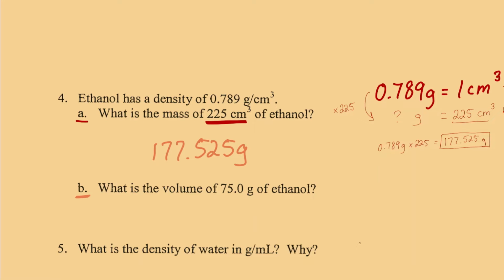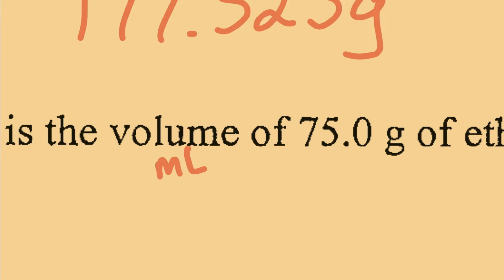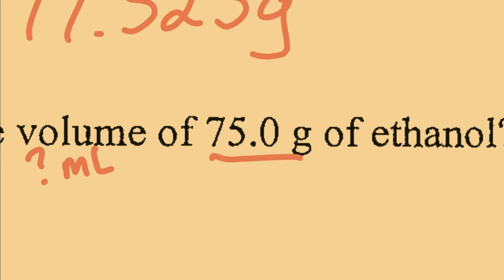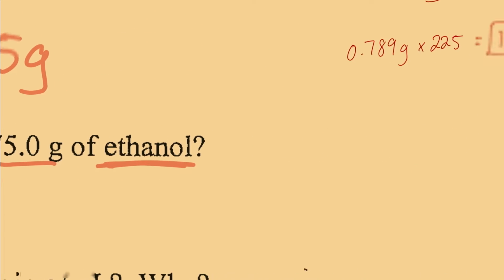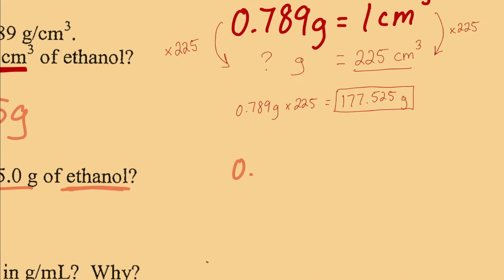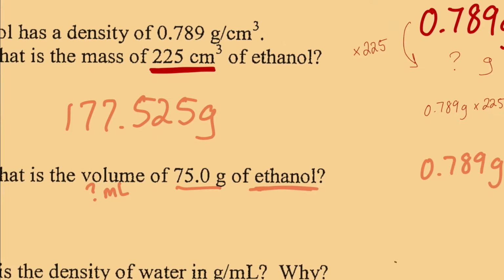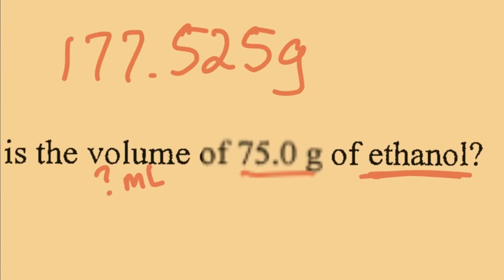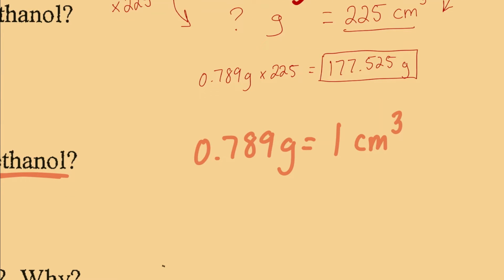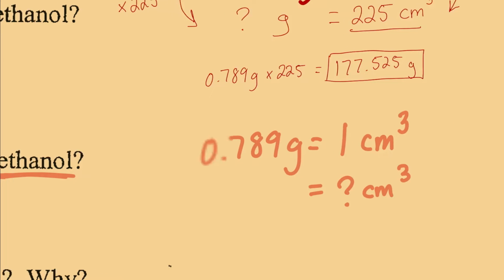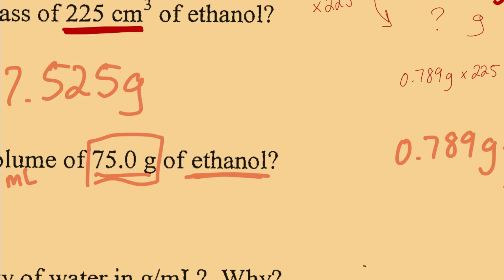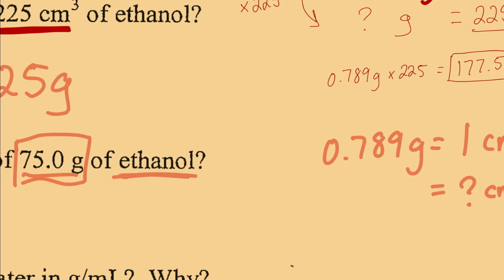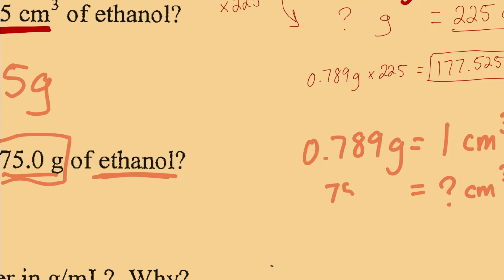B is asking now, what is the volume? So now it's looking for a number of milliliters. How many milliliters of 75 grams of ethanol? Well, we're still with ethanol, so I still want to use my same density, my same starting point of 0.789 grams equals 1 cubic centimeter. But this time, we want to figure out how many milliliters, number of milliliters. I'm going to write cubic centimeters because it's the same unit. And what do we know about the amount of ethanol that we're trying to find the volume of? I know its mass. I know it's 75 grams. So I'm going to put 75 grams right under my other number of grams, 0.789.